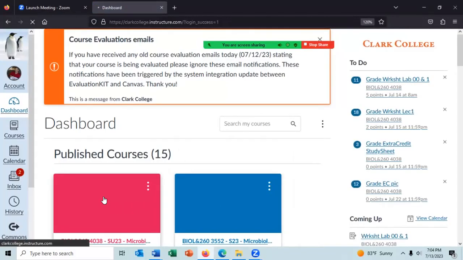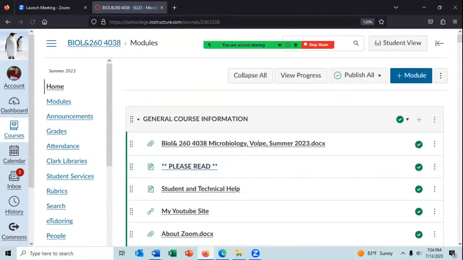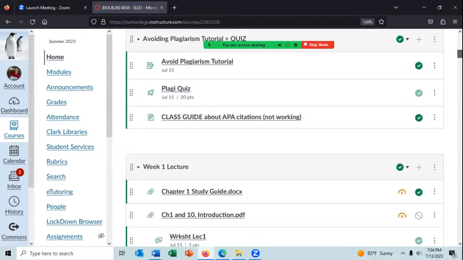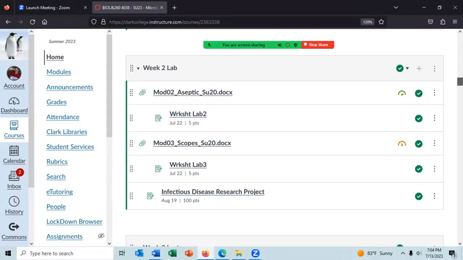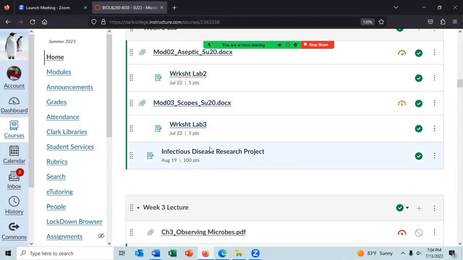So if we go to our Canvas main web page and scroll down to, I think it's lab week 2, I got the infectious disease research project. Take a look at that. You should read it over before I begin talking about it. You will need to know how to do the infectious disease research project, and I will talk about that next week in the lab. This assignment is worth 100 points. It's due on August 19th. Any question about any of that?